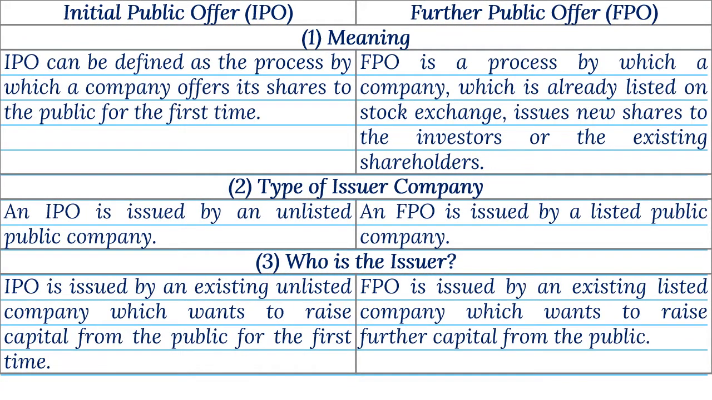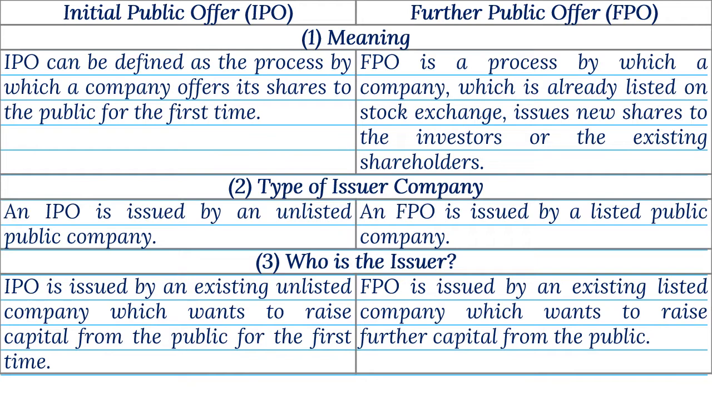1. Meaning. IPO can be defined as the process by which a company offers its shares to the public for the first time. FPO is a process by which a company, which is already listed on stock exchange, issues new shares to the investors or the existing shareholders.